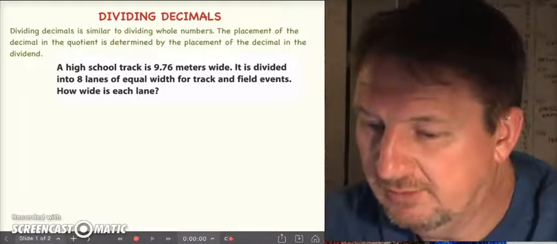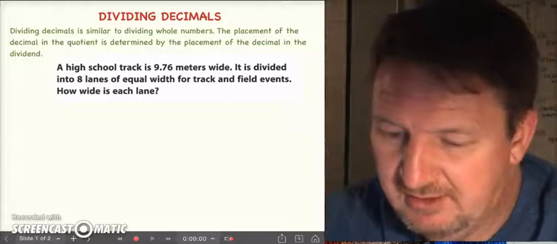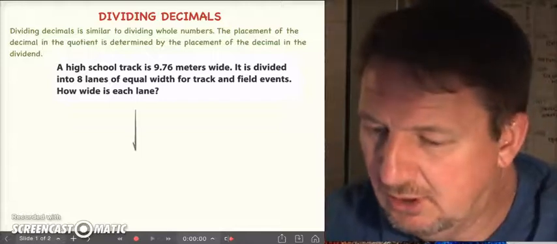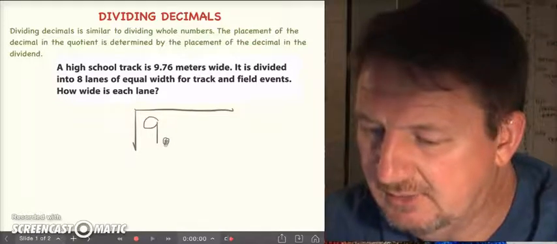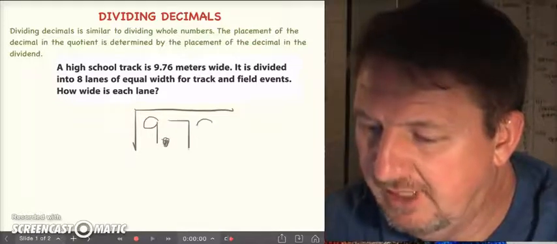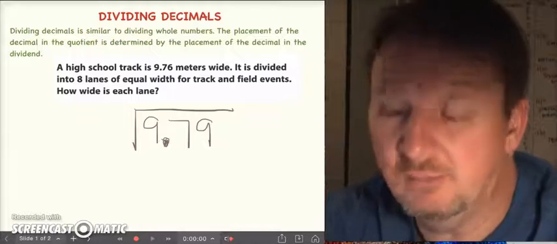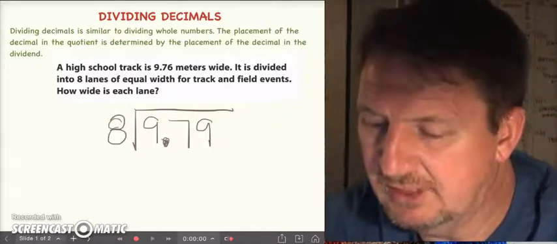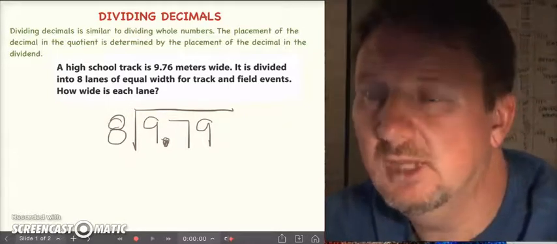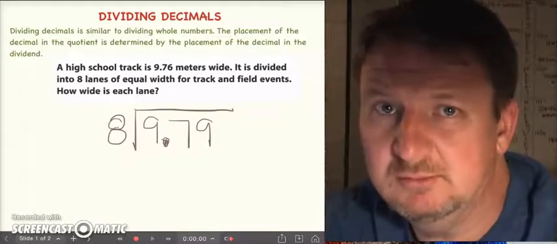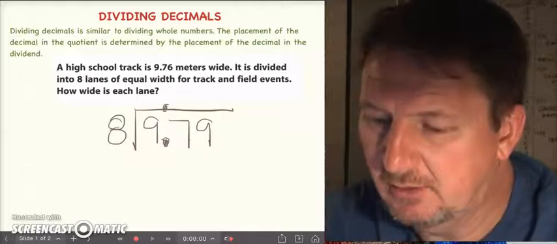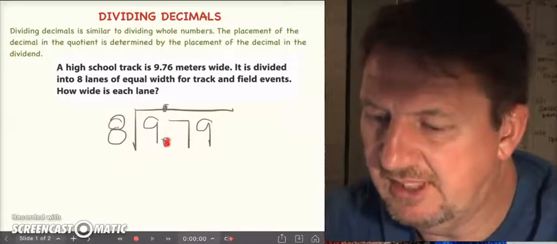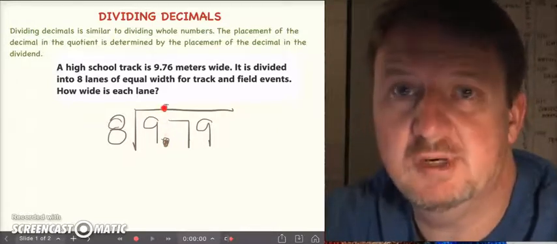So we've talked about it before. What's being divided goes on the inside, so the track, that's my decimal, is being divided by the number of lanes. So that goes on the outside. So the placement of the decimal in the quotient, the answer, goes up top. So what I've done is I've taken the decimal and I've just moved it straight up.